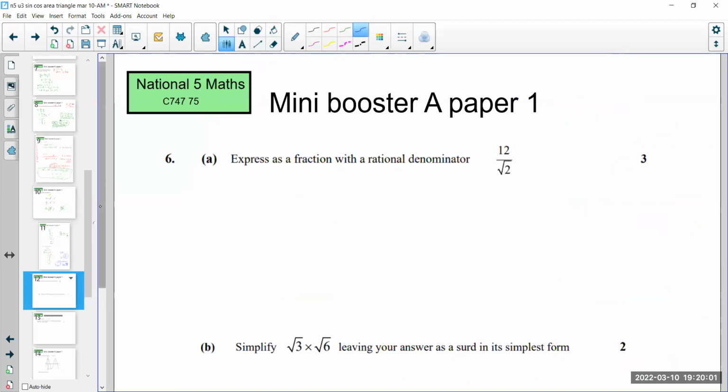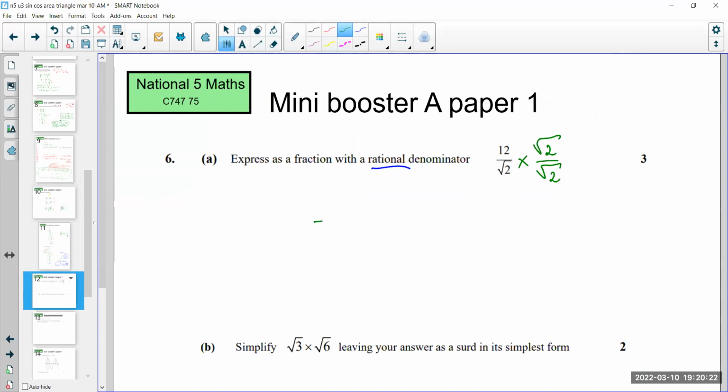So this question now would not come into the exam. Make it rational, so it means change that square root into a number. I'm going to give you the answer. To do this, you just need to times top and bottom by √2. That's how easy this one was.